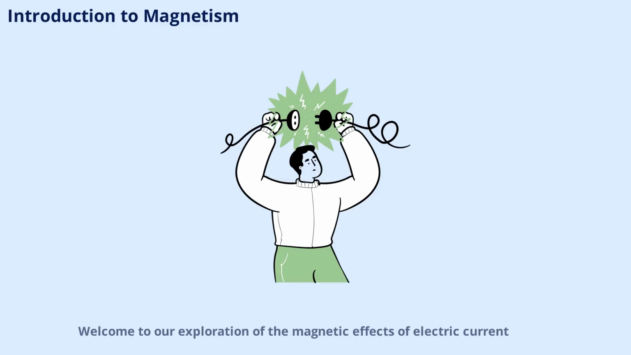Welcome to our exploration of the magnetic effects of electric current. In this chapter, we'll uncover how electricity and magnetism are deeply connected, shaping much of the technology we use every day. From the invisible lines of magnetic fields to the powerful machines that run our world, understanding these concepts is key to grasping modern science.